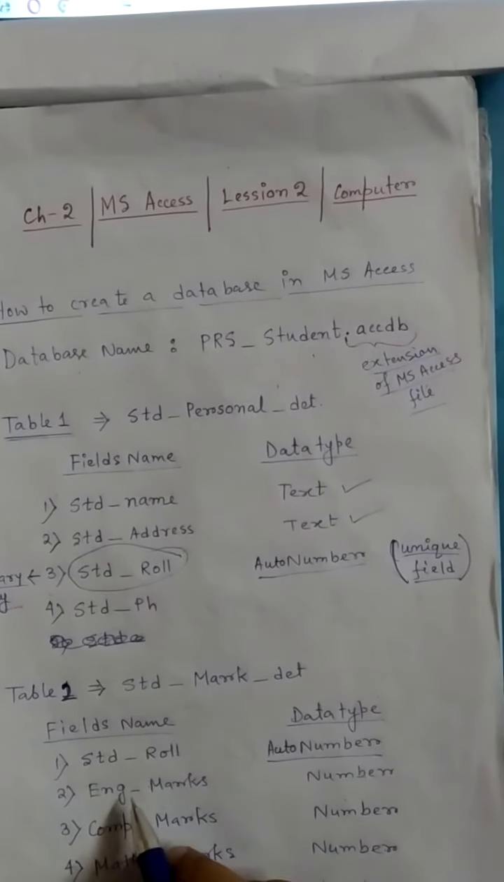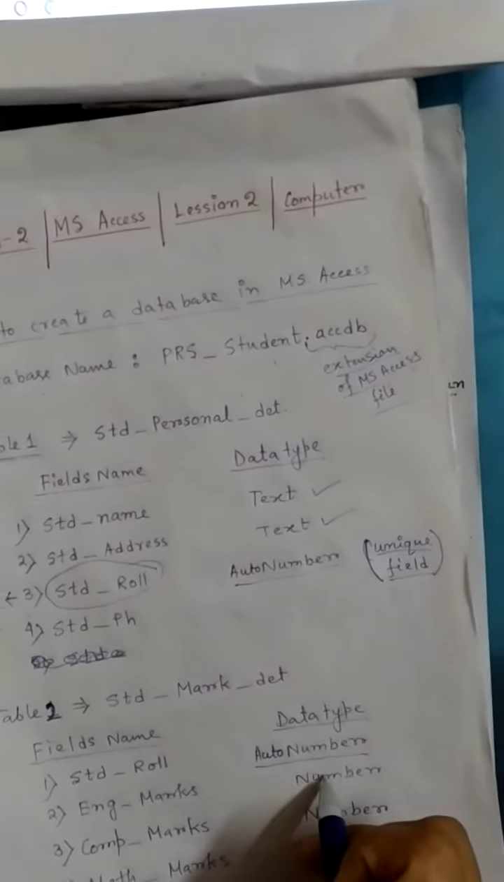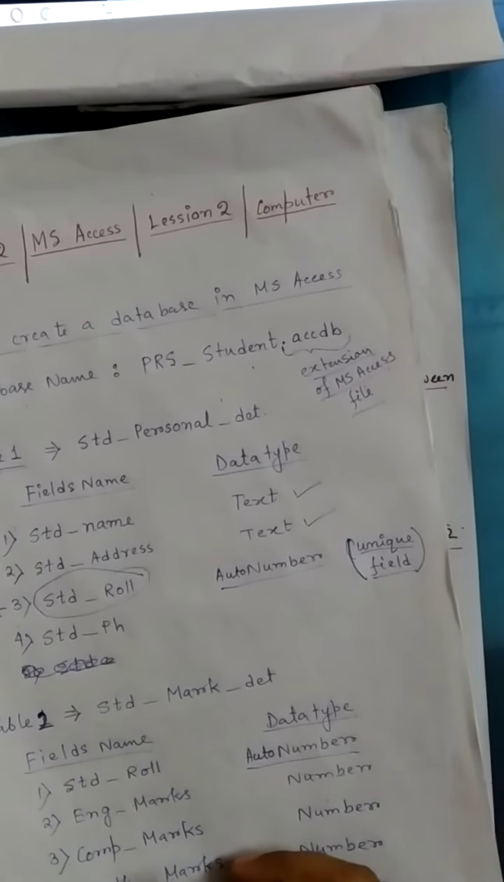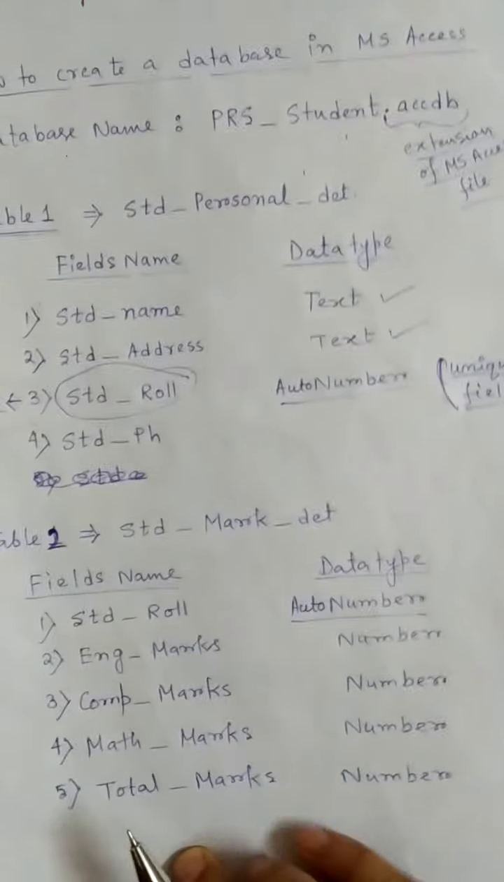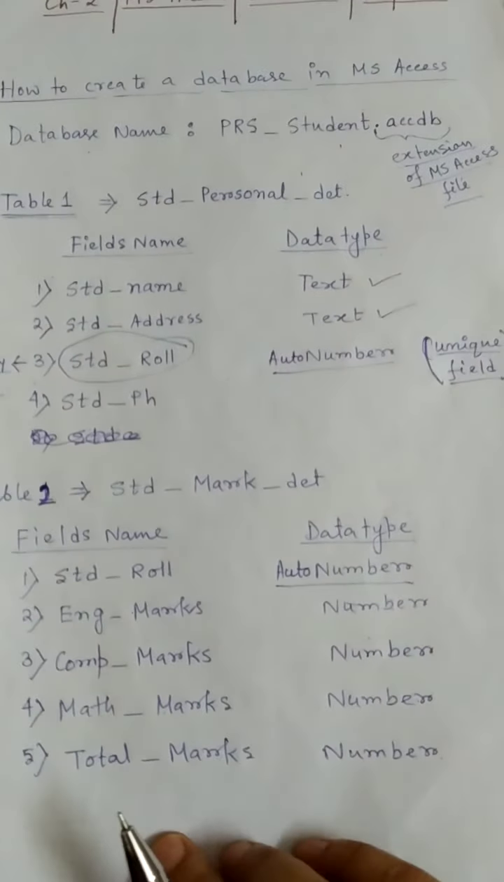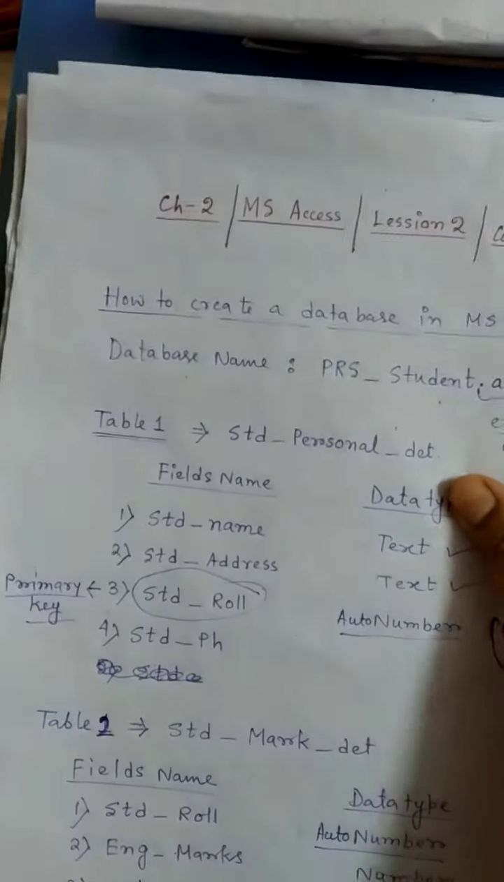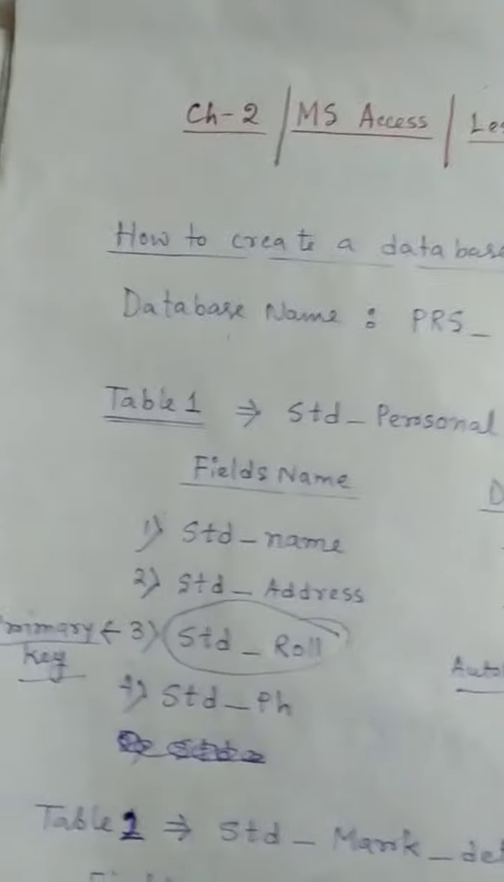And next one is English marks. Obviously this is a number, computer marks, math marks, and then total marks. You can add more fields also. Okay, now see how we can create this type of database in MS Access.